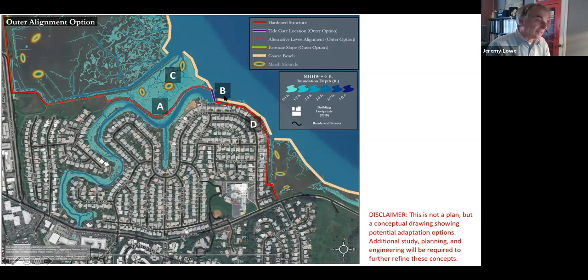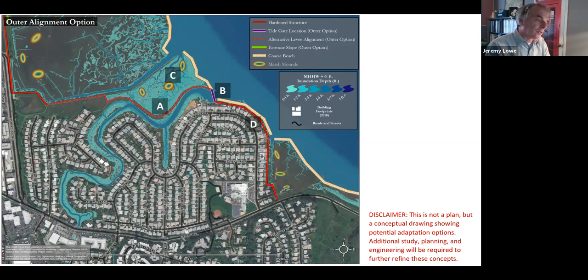This would minimize the length of wall immediately adjacent to backyards. An ecotone slope would require placing considerable amounts of fill on the existing marsh in Martha's Marsh. So that would not necessarily be acceptable.